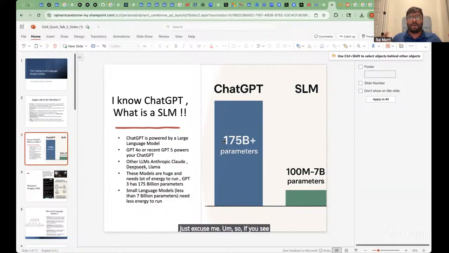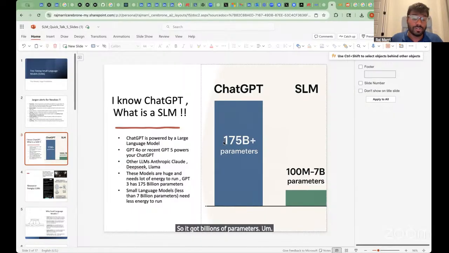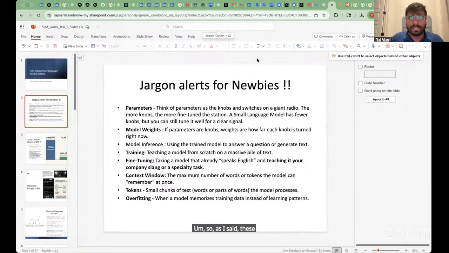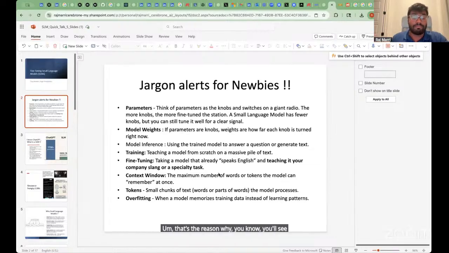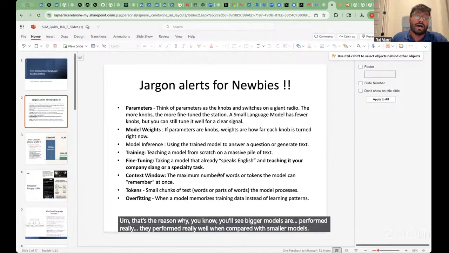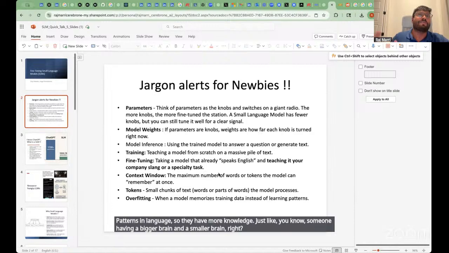If you see a model that is powered by GPT, for example GPT-3, it has 175 billion plus parameters. So it has billions of parameters, and it's really huge. As I said, these parameters are basically switches that change the model behavior. The more parameters, the more information your model learns. That's the reason bigger models perform really well compared with smaller models, because they have many parameters that can grab all these patterns in language. So they have more knowledge, just like someone having a bigger brain versus a smaller brain, with way too many neurons, while smaller brains may not have as many neurons. I'm just giving an example.